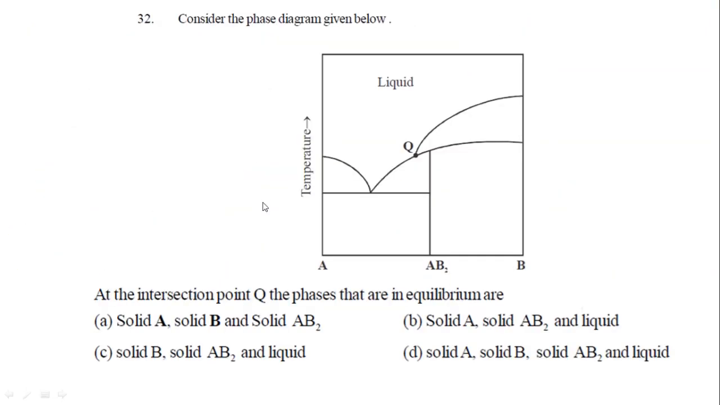Next, question number 32. Consider the phase diagram given below. The point Q they have given. Here it's a liquid phase. A and B are two components, solid A and solid B taken as two components. So at the intersection point Q, the phases at equilibrium are: solid A, solid B and solid AB2; solid A, solid AB2 and liquid; or solid B, solid AB2 and liquid. So which one is correct? We'll see here.